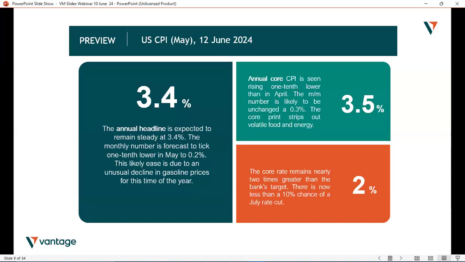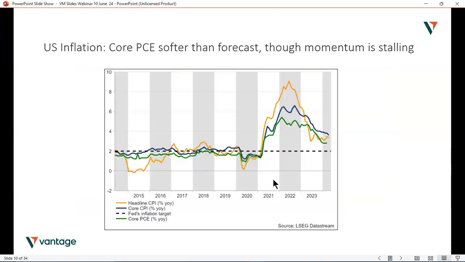Yeah, that's the CPI data. So you can just see where the Fed's target is, of course, 2%. I've just got pricing in there. July is pretty much off the table now. Here's a chart of those CPI numbers. So the headline, the orange line, sharp fall, of course, from just above 9%, I think it was the high, but just stalling now, that disinflation process.